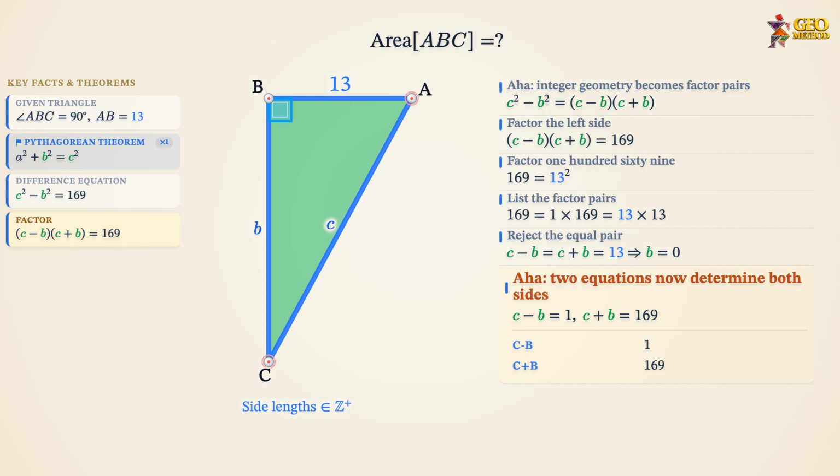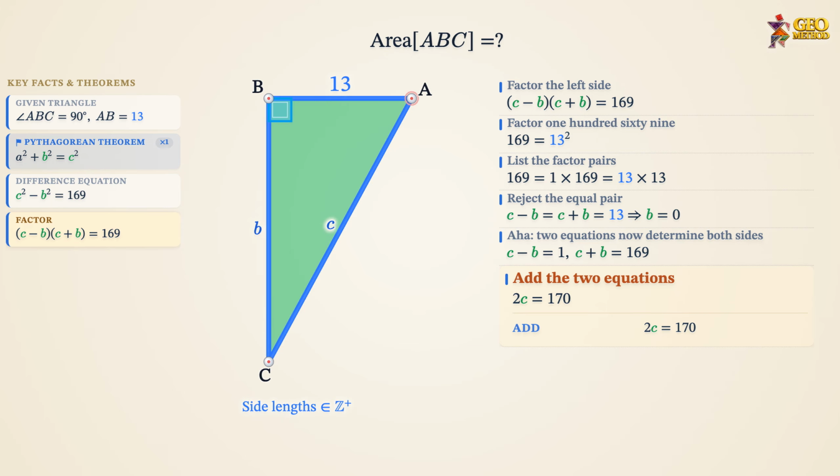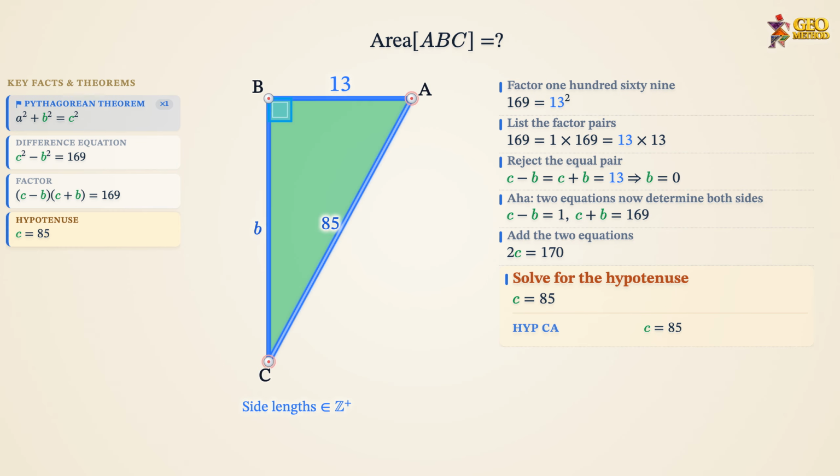Aha! The equal factor pair collapses the triangle, so the surviving pair gives C minus B equals 1 and C plus B equals 169. These two independent equations uniquely determine the two unknown sides. Add and subtract them next. Add the two equations together. The B terms cancel, and we are left with 2C equals 170, which isolates the hypotenuse. Divide by 2 to find C equals 85. The hypotenuse segment CA is 85 units long.